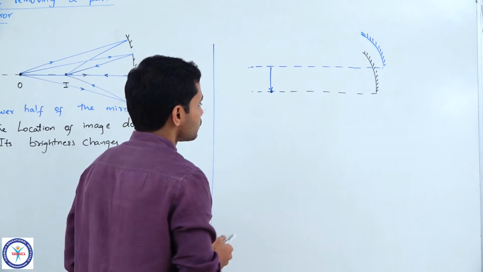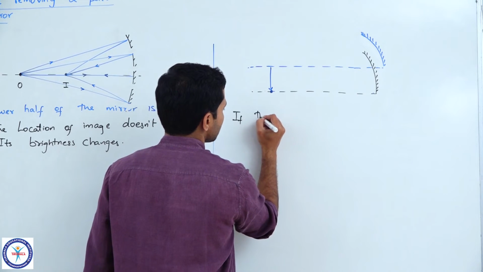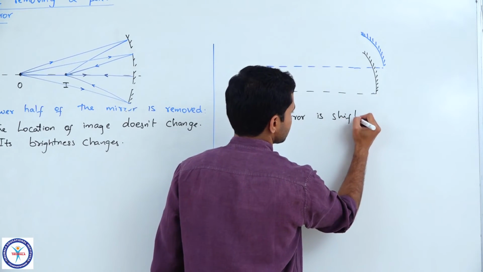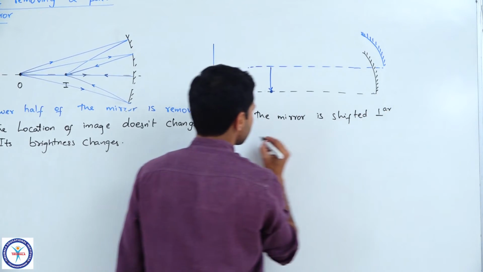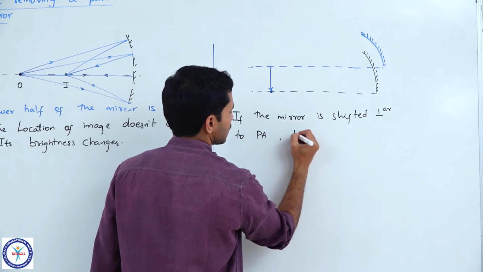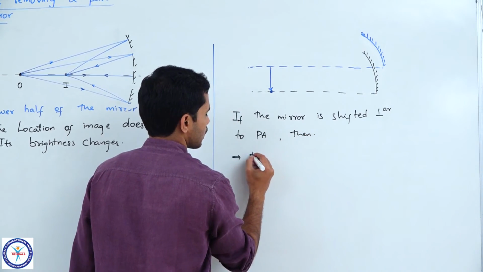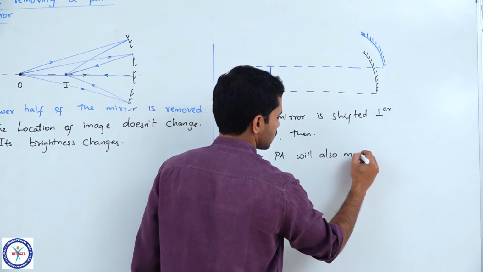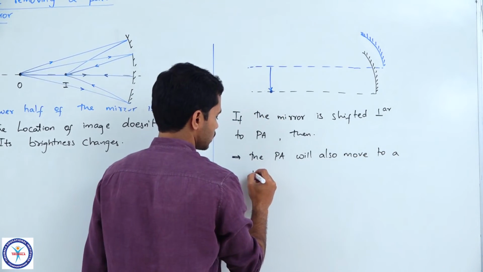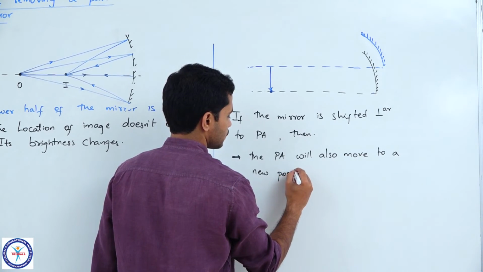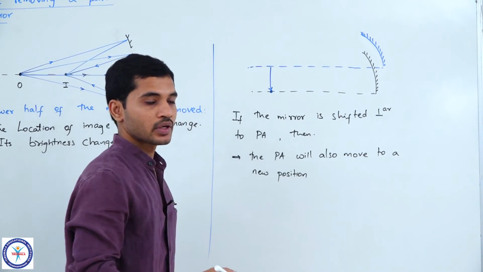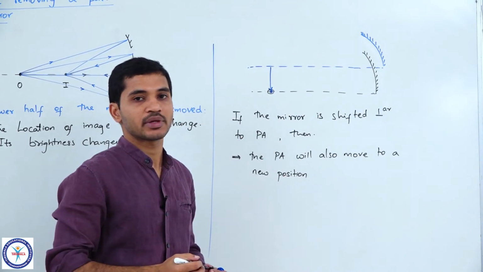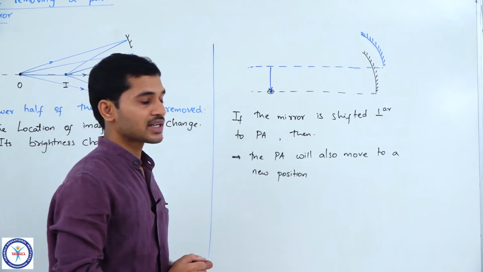So, I will write it down here. If the mirror is shifted perpendicular to the principal axis, then the principal axis will also move to a new position. Clear? And to find the image, you should be considering this object as an extended object and use the magnification method to find the final image. So, that is the basic idea, right.